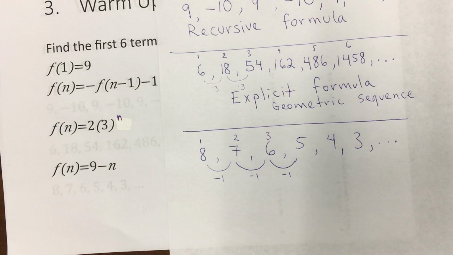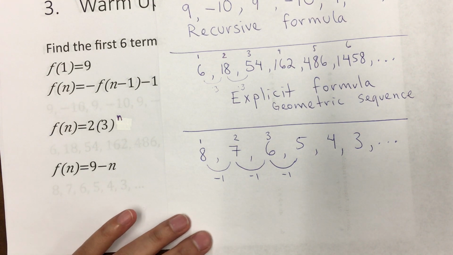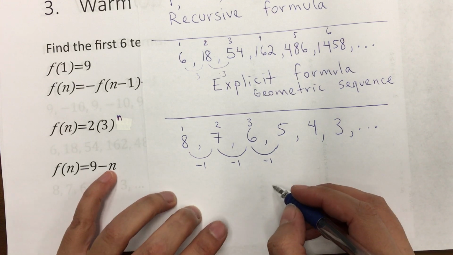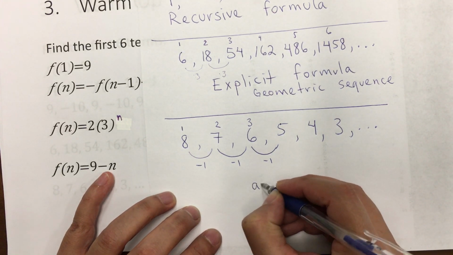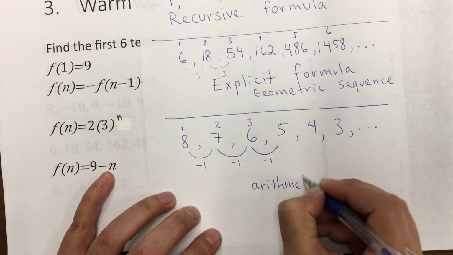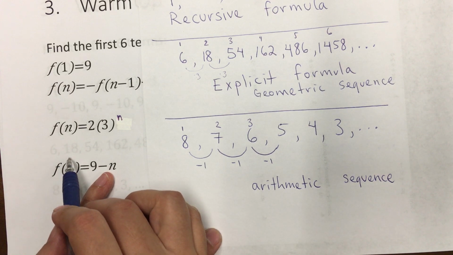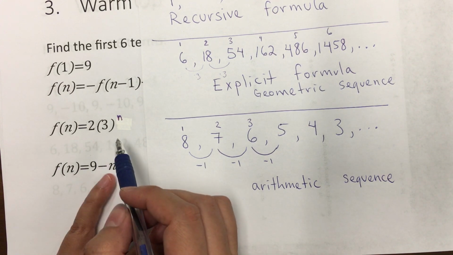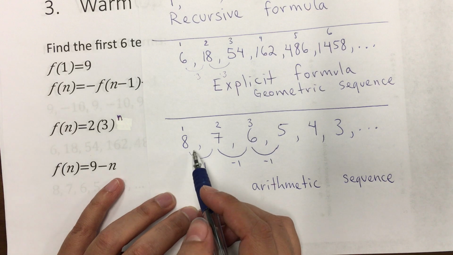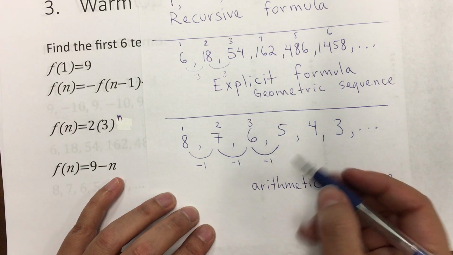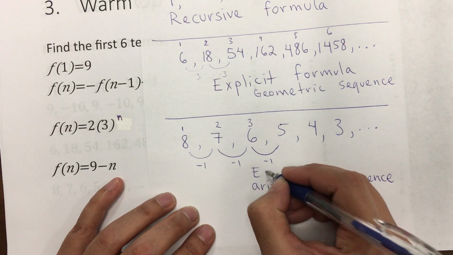Okay, so that will be my first 6 terms. And again, it's not asking for the type of formula or the type of sequence, but I think it's good practice. So because it's subtraction, it's an arithmetic sequence. Because it doesn't have the f of 1 equals initial point, the initial point is actually 8. And it doesn't have f on this side of the equal sign, so that means that this is an explicit formula.